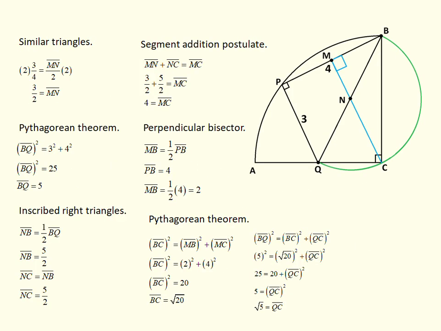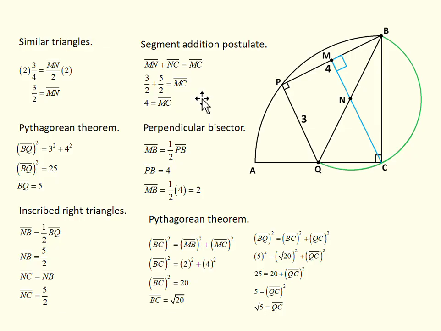Now it's real simple. We just use a little geometry. We do similar triangles to find out that MN is 3/2. Then we use the Pythagorean theorem, and we find out that BQ is 5. And then from there, we have that inscribed right triangle. We find out that NB is 5/2, and NC is 5/2 also. We add the two together, so now we know that MC is 4 units.